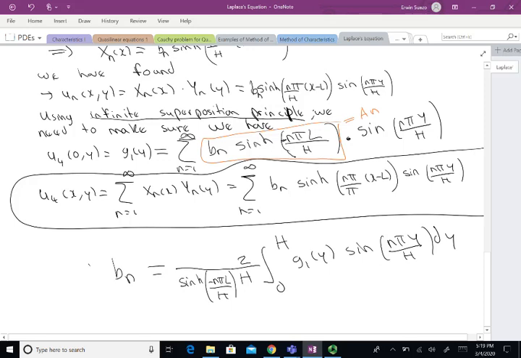Yeah, that's correct. So my b_n is coming from the Fourier series. So that's my solution. This is sine hyperbolic of n pi (x minus L) over h, and the b_n is given by this formula.